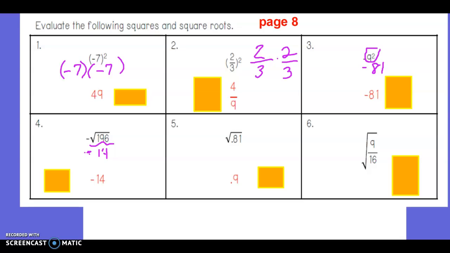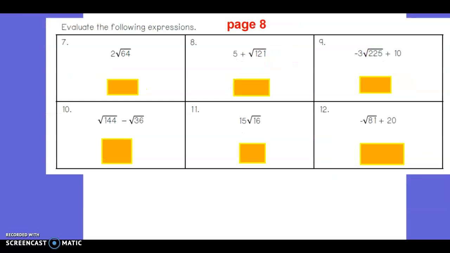Problem number 6, again with a fraction, when you have the square root of a whole fraction, just go ahead and take the square root of the top and the square root of the bottom and simplify it that way. And so the square root of 9 is 3, the square root of 16 is 4, and so the answer is 3/4. All right, now try these problems, number 7 through 12. Hit pause and then hit play when you are ready.